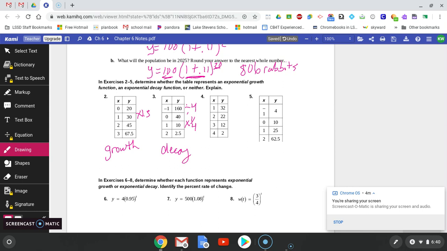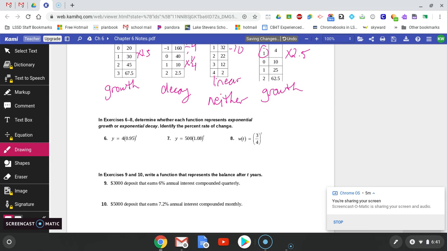The next one, I'm subtracting 10. Subtraction is actually linear, so it didn't ask us whether it was linear or not, so this one would actually be neither. But if you want to be more specific, it is linear. And the last one, this should be a -1. I'm not sure why they showed up on different lines. If you go from 4 to 10 to 25 to 62.5, we're multiplying by 2.5, so that would be another exponential growth.